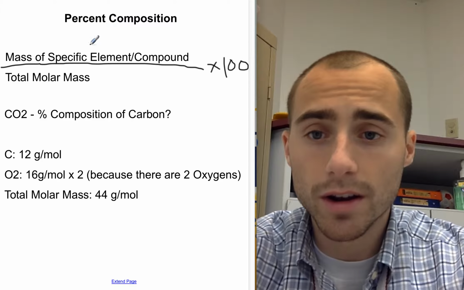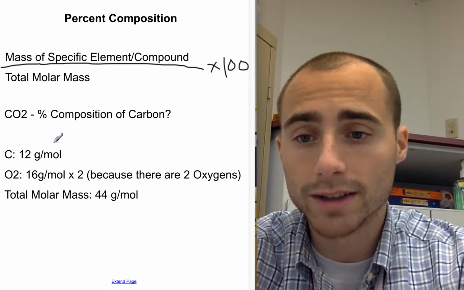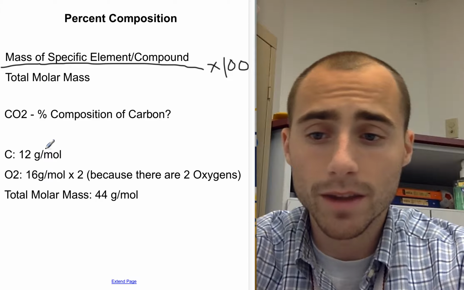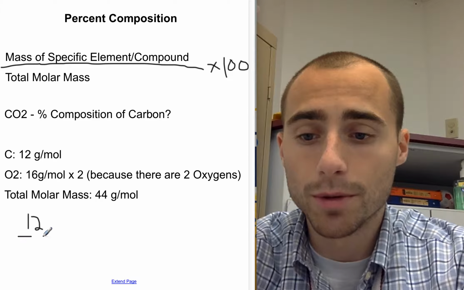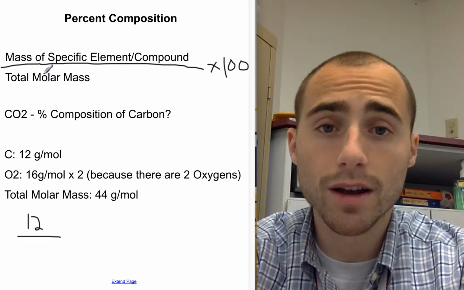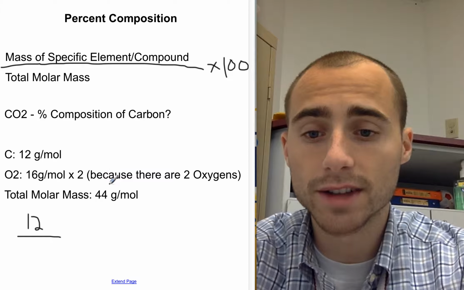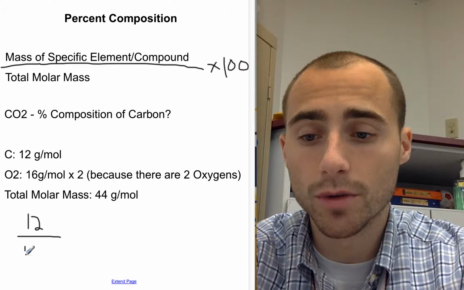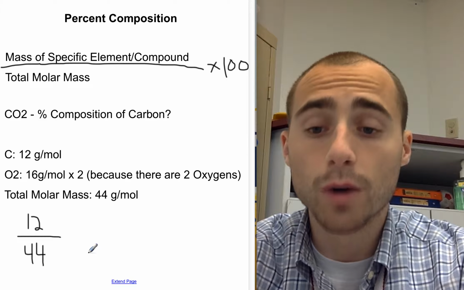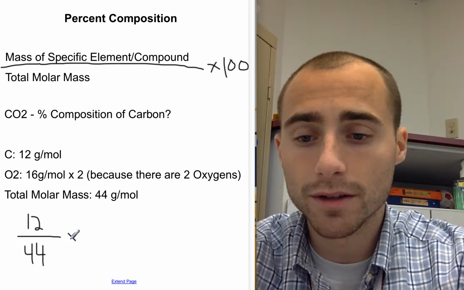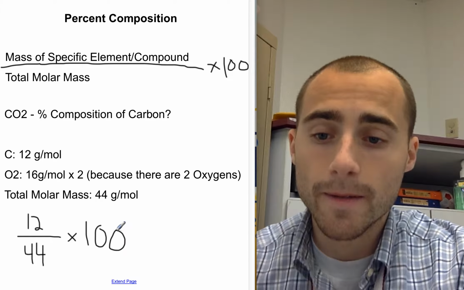So we look at our setup up here. You have to take the mass of the element you want to know about over the total molar mass. We want to know about carbon. Carbon is worth 12 grams per mole, so we would put 12 right here, and we're going to put that over the total molar mass of the compound. In this situation, the total molar mass of carbon dioxide is 44 grams per mole. So we do 12 over 44. Then when we do 12 over 44, we'll multiply our answer times 100.